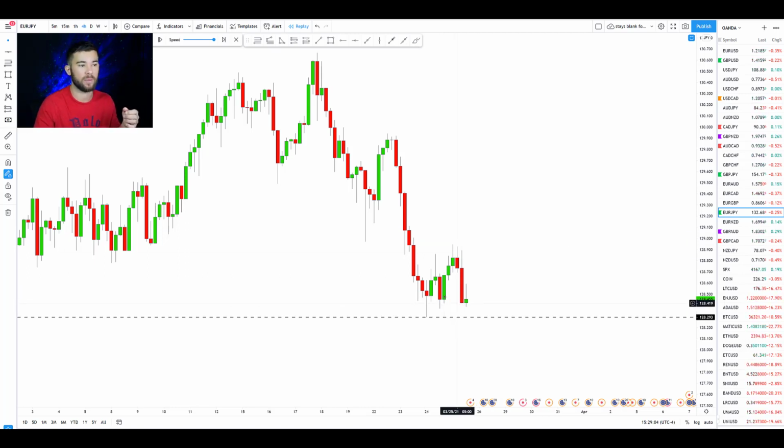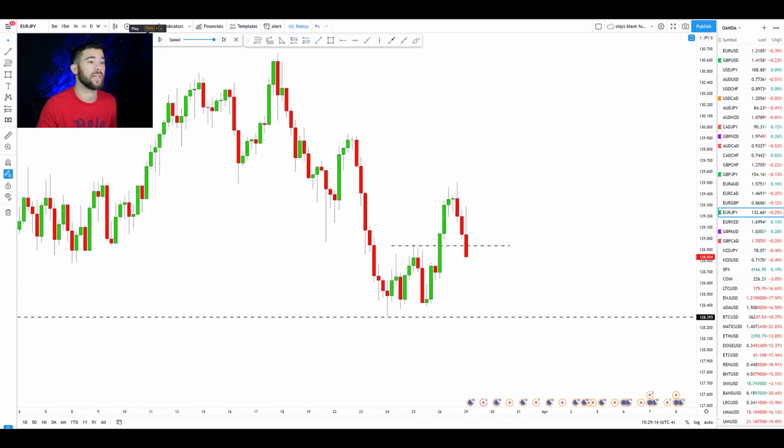So at this point, condition number 3 is met. We're in that zone. What's condition 4? Condition 4 is we need a break of the neckline of this double bottom. Let's click play. We get a break of that neckline. Condition number 5 is I need a pullback to that neckline. So those are the 5 conditions, right? We're still on the C.